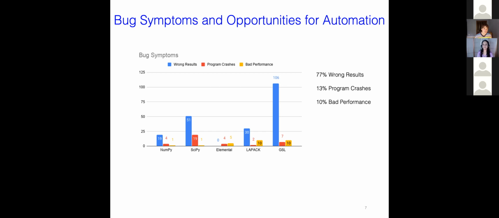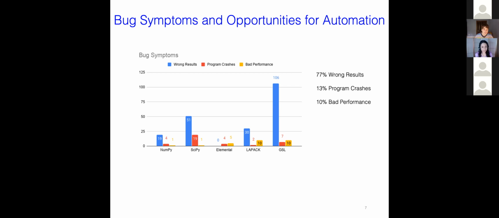Okay, thank you. And yeah, so for all libraries except for Elemental, the top symptom was producing wrong results. And the second most common symptom was program crashes for NumPy and SciPy, and performance slowdown for Elemental, LAPACK, and GSL.